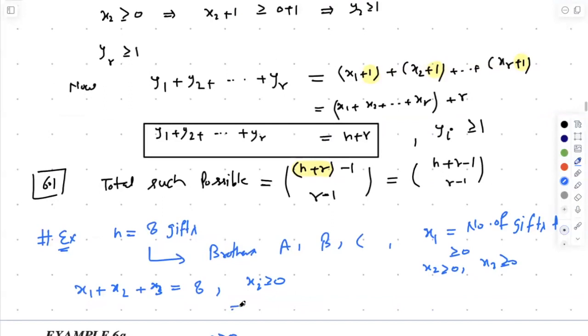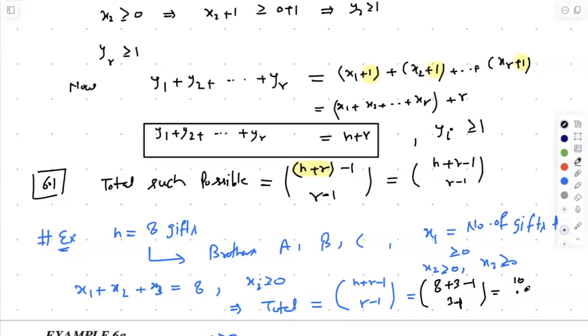So using the formula, you can answer total such cases are going to be n plus r minus 1 C r minus 1. What is n there? n has the value 8. 8 gifts have to be distributed. What is r there? 3. 3 groups are there, 3 brothers are there. So 8 plus 3 minus 1 is 11 minus 1, that is 10 C 2 there. You can simplify it to get the answer. It is going to be 5 of 9 are 45. So there are 45 such possibilities.